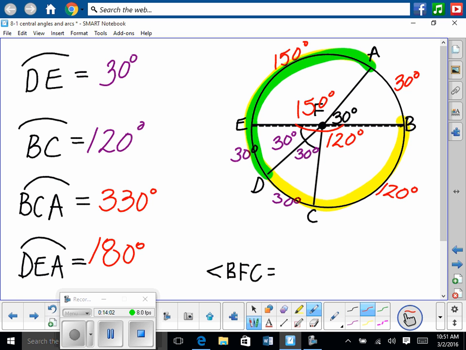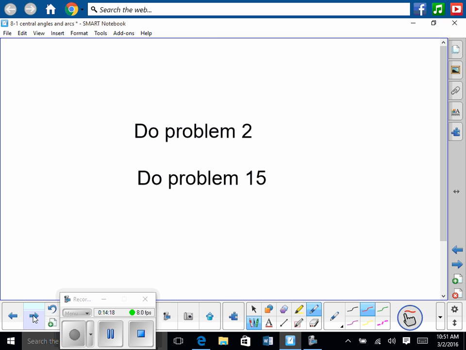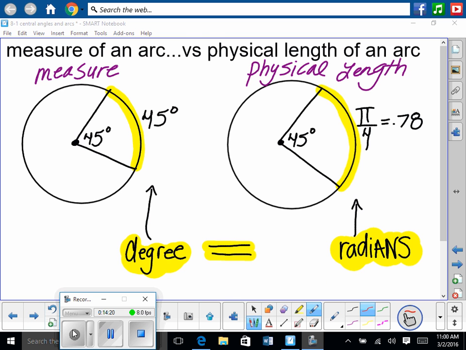So this is angle B, then F. Sorry, the middle thing's F. I didn't write that in there. Oh, no, I did write it in there. It's just covered by my 150. BFC. So what angle was that? 120 degrees. BFC. Okay. Go. Do those two problems.